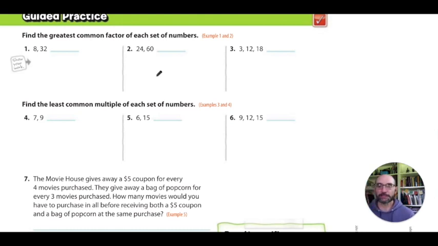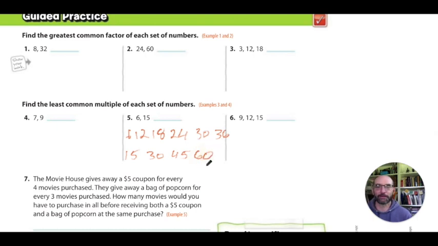Okay, so for 6 and 15, you should know that we're going to count by 6s. 6, and then 12, and then 18, and then 24, and then 30, and 36. And then counting by 15s, well, I know it's 15. 15 times 2 is 30. I use a clock to help me remember. 15 times 3 is 45. 15 times 4 is 60.